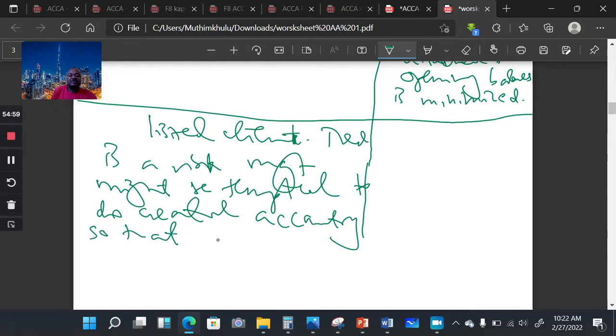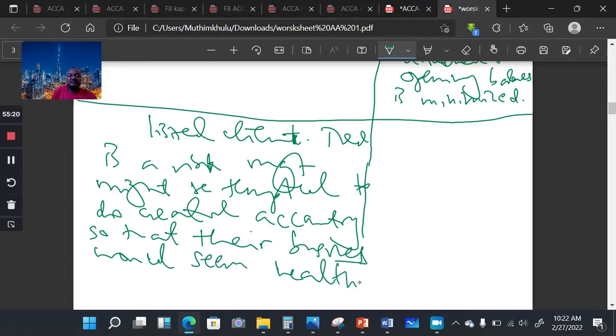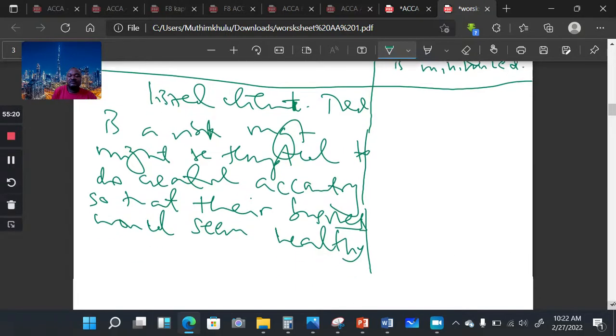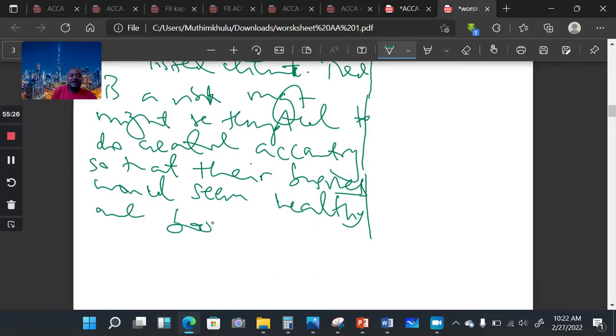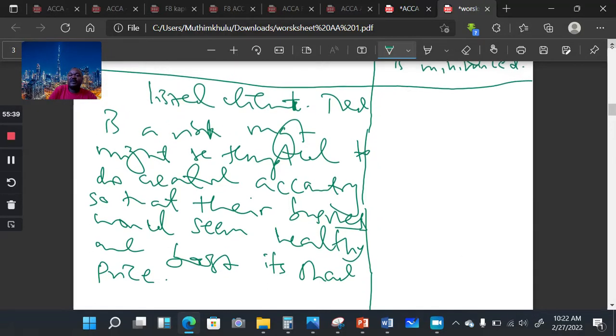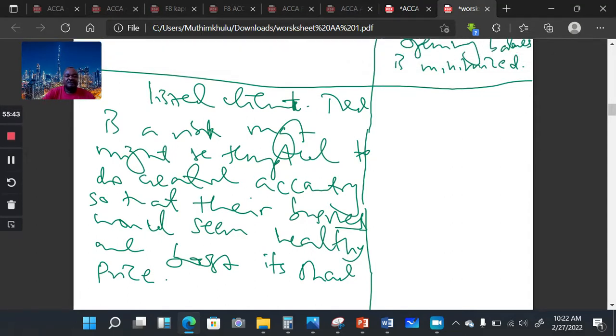So that their business would seem healthy, and boost its share price. So this is a listed company. They want the share price to remain stable or to rise. Okay, so they may be forced to cook books.